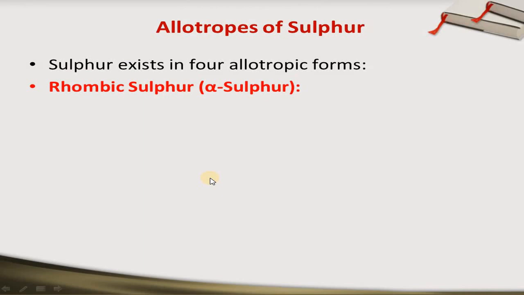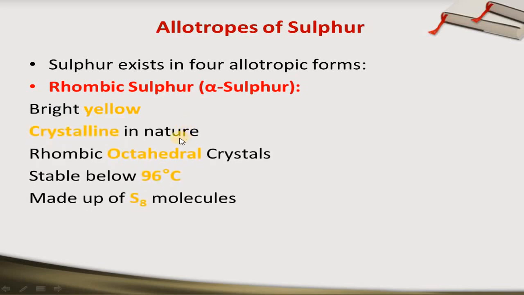We will discuss these one by one. This rhombic sulphur, which is also called alpha sulphur, has a bright yellow color. It is crystalline in nature, and its crystals are rhombic octahedral crystals. It is stable below 96 degrees Celsius, and it is made up of S8 molecules.